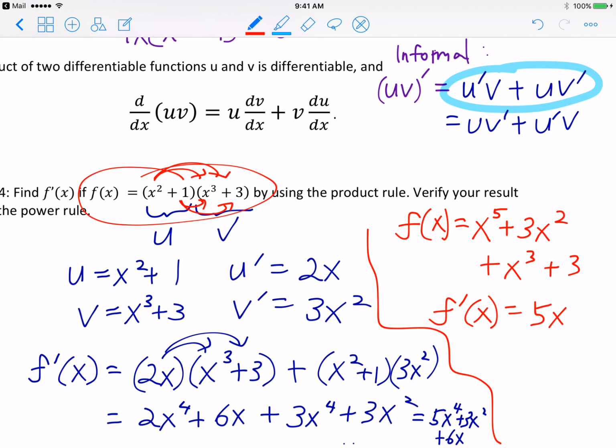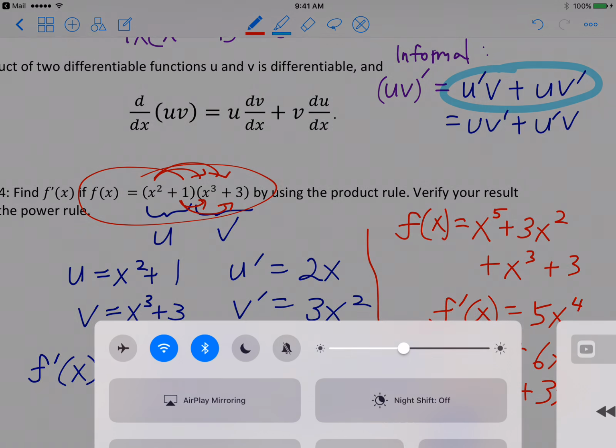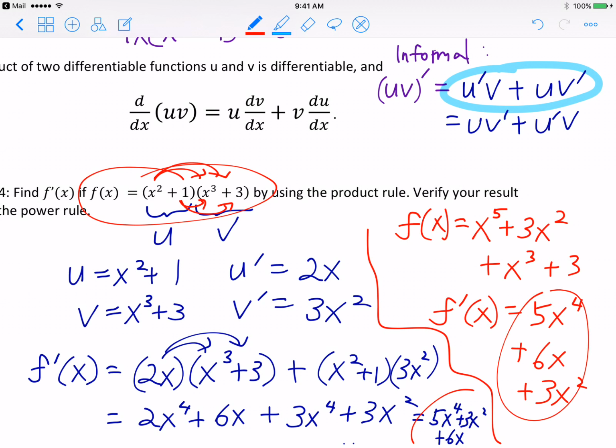So you get 5x to the fourth power plus 6x plus 3x squared plus 0, which you don't have to write. And you can see that we get the same exact expressions, just in a different order, but you could rearrange that to make it the same. So it works either way for this question. You could use the product rule, or you can simplify first and then find the derivative.